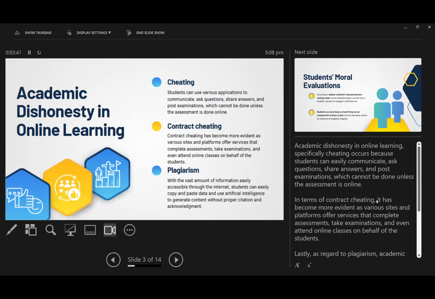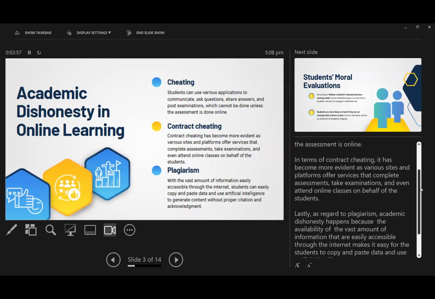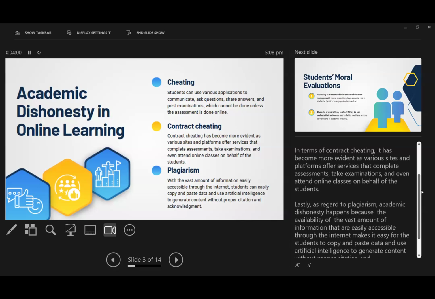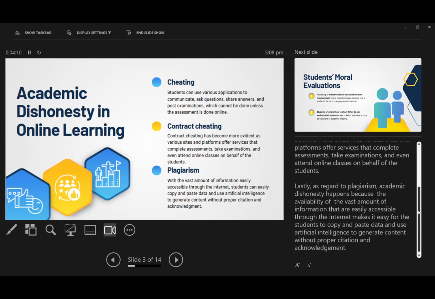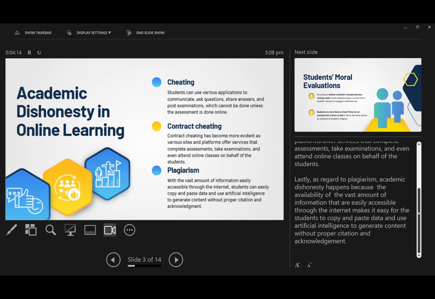Academic dishonesty in online learning, specifically cheating, occurs because students can easily communicate, ask questions, share answers, and post examinations, which cannot be done unless the assessment is online. In terms of contract cheating, it has become more evident as various sites and platforms offer services that complete assessments, take examinations, and even attend online classes on behalf of the students. Lastly, as regards plagiarism, academic dishonesty happens because the vast amount of information that is easily accessible through the internet makes it easy for students to copy and paste data and use artificial intelligence to generate content without proper citation and acknowledgement.